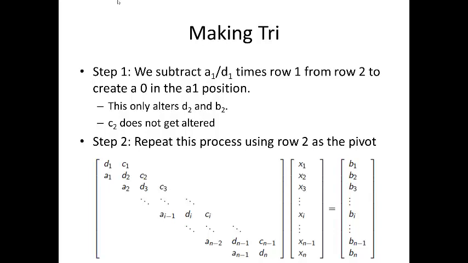So for step 1, we're going to subtract a1 over d1 times row 1 from row 2 to create a 0 in this a1 position here. This is only going to alter d2 and b2. c2 doesn't get changed because there's nothing that we're subtracting from it. So c2 minus 0 is still going to be c2. This one, a1, will become a 0, d2 is obviously going to be altered, and b2 is obviously going to be altered by that multiplier.